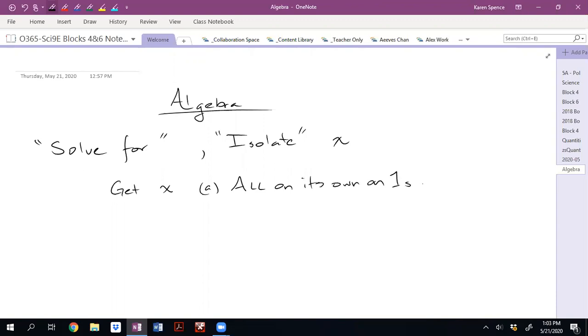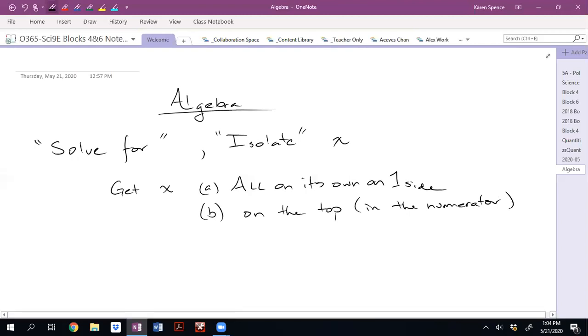You'll see me often write what's cluttering up the x. If I had y equals mx, it would be the m that's cluttering up the x, because I want x all by itself on one side. If I have x all by itself on one side, but it is in the denominator, that's no good either. x has to be on the top, in other words, in the numerator.